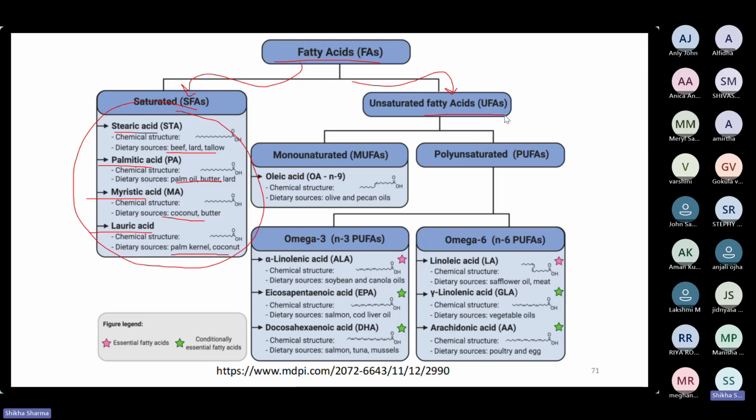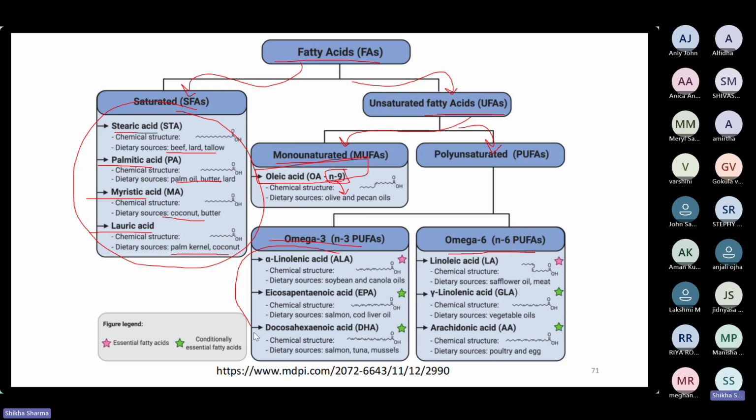Then in unsaturated, we have the MUFAs and the PUFAs, which are monounsaturated fatty acids and polyunsaturated fatty acids. So the MUFAs have oleic acid, which is present in olive and pecan oils. Sometimes we say omega 9 also, but not usually. We say oleic acid only, the monounsaturated one. And PUFA has omega 3 and omega 6.